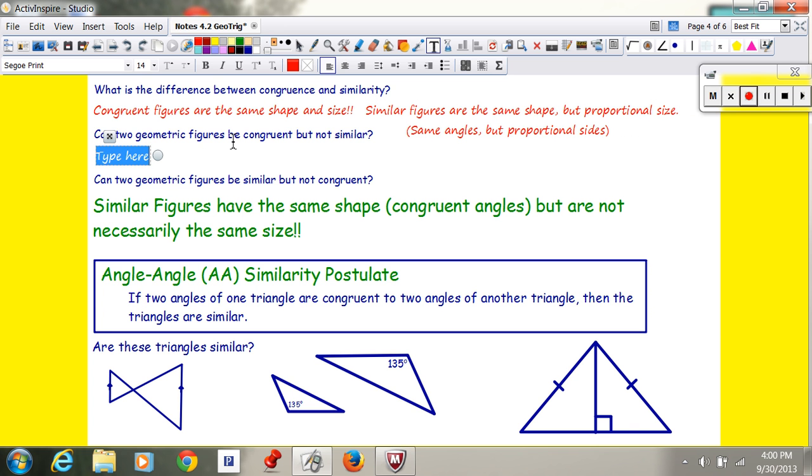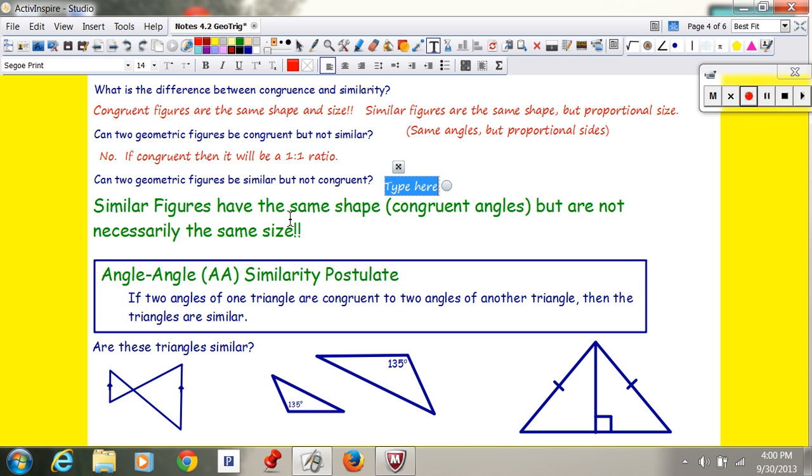Can two geometric figures be congruent but not similar? The answer is no. If they're congruent, then it will be a 1-to-1 ratio. If they're congruent, it's going to be a 1-to-1 ratio.